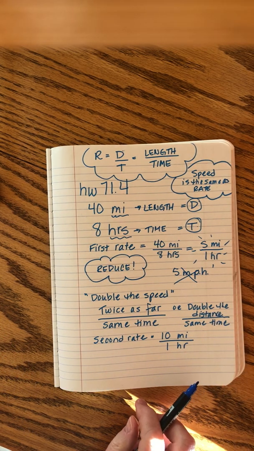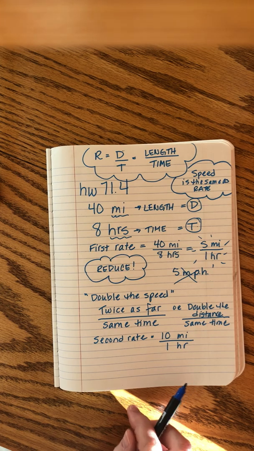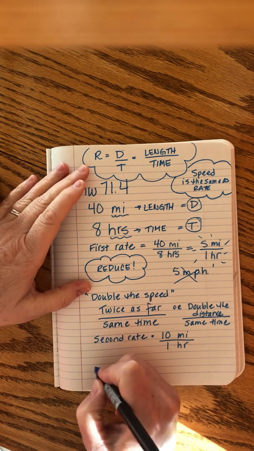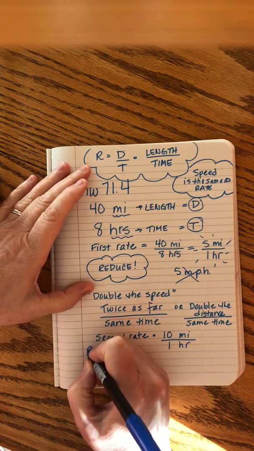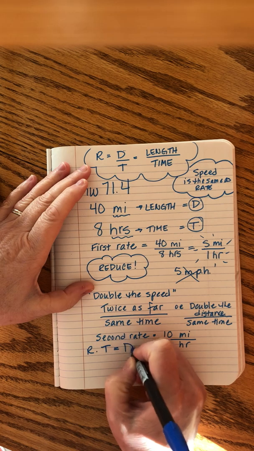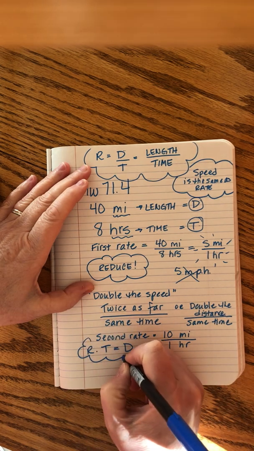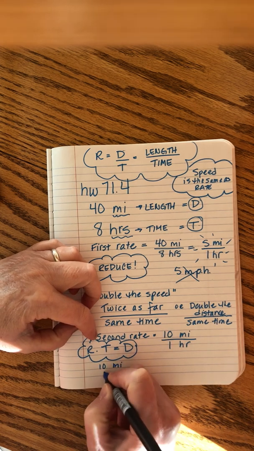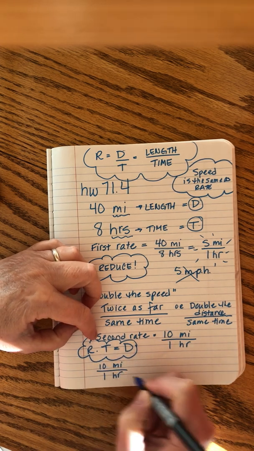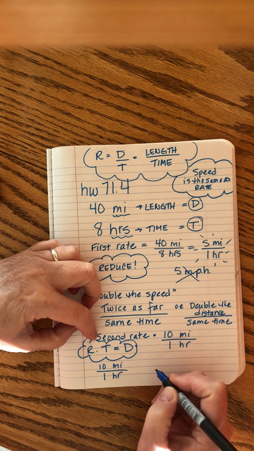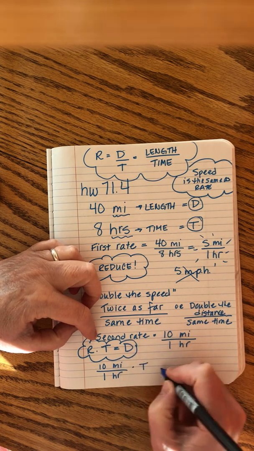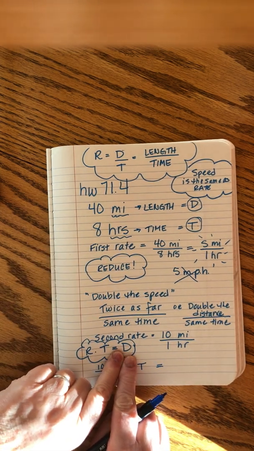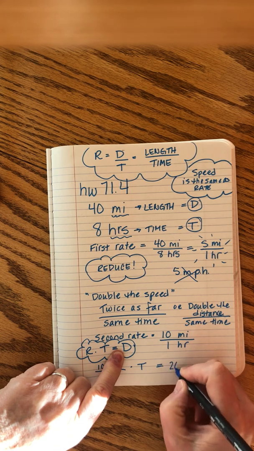It says how long did it take her to manage the next 20 miles? Okay, so if this is her new rate, we know that rate times time equals distance, right? That's tried and true, we know that. So her new rate is 10 miles for every 1 hour. And we don't know how long it's going to take her. That's what we're trying to find out. So we just leave that as the variable. And then we write in the new distance is 20 miles.